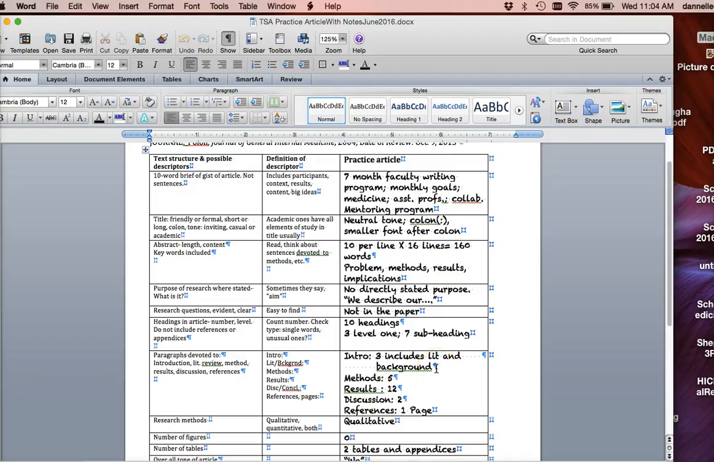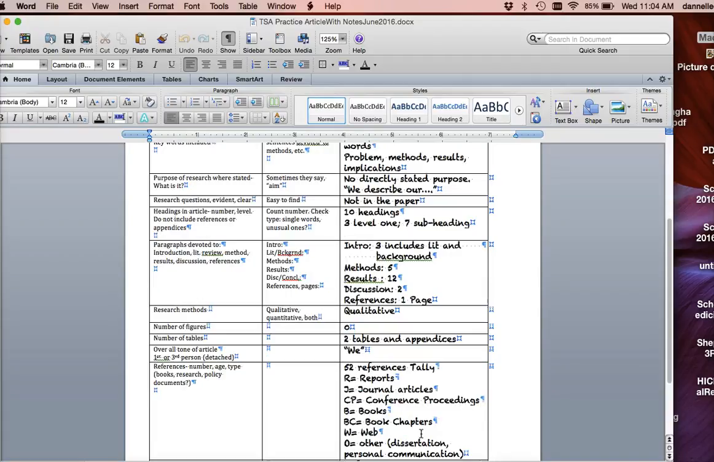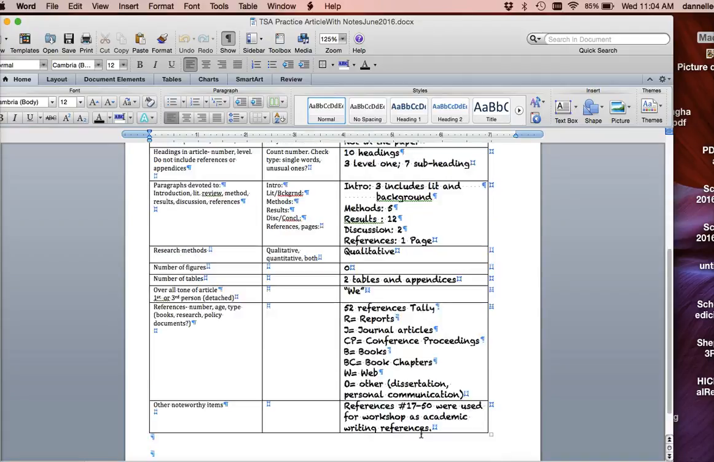You don't have to spend a lot of time on the introduction if you wrote for this journal, but just kind of setting up how it is structured. The research methods used were qualitative or quantitative or both. In this situation, it was qualitative. There were no figures. There were 2 tables and an appendices, and they used the pronoun we. Then I counted the references. There were 52 references in total.